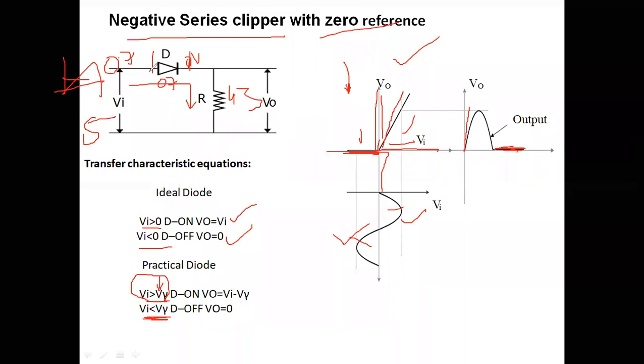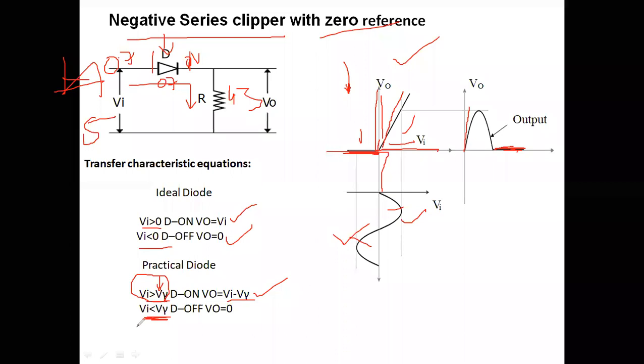Input equals the sum of the drops. 0.7 volts will be across the diode, and the remaining voltage you get at the output. That is what I have written: input minus cut-in voltage, input minus the cut-in voltage of the diode.